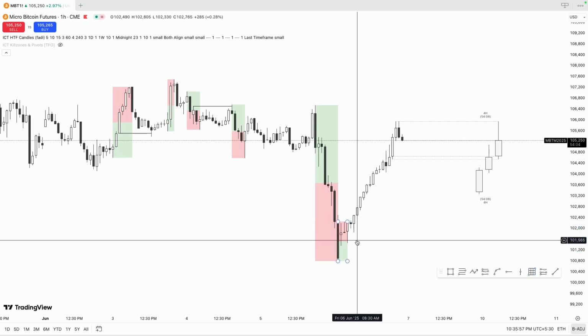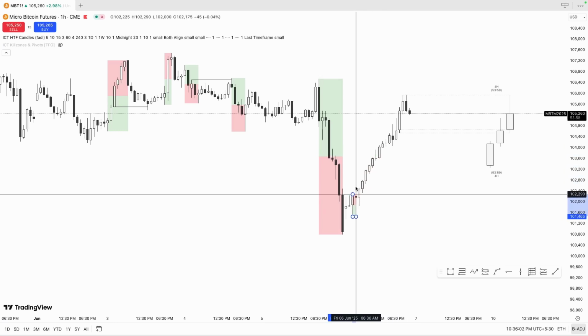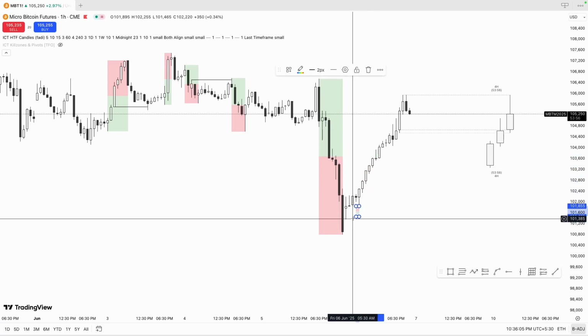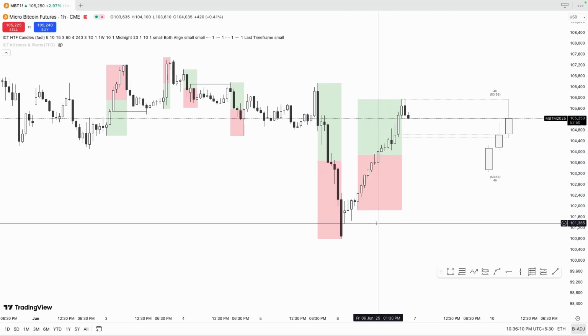Okay, and does price come to the equilibrium? It does come here. So this is your new low. Okay, new high, price comes. So new low, new high. So you can just drag it out. So that's how you can find premium discount targets.